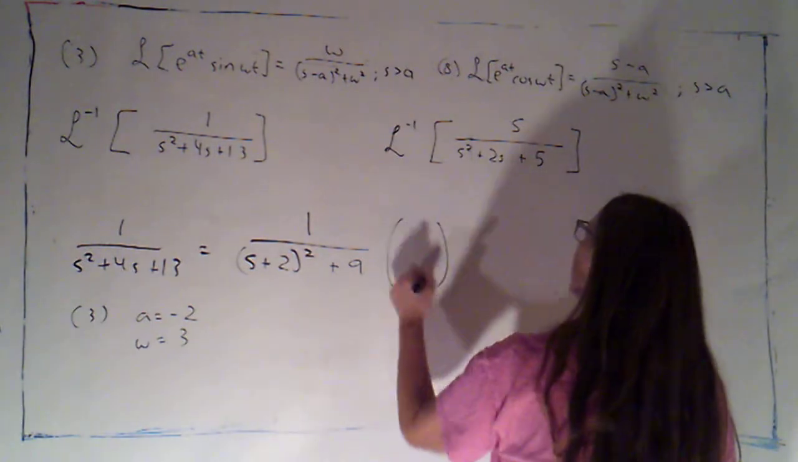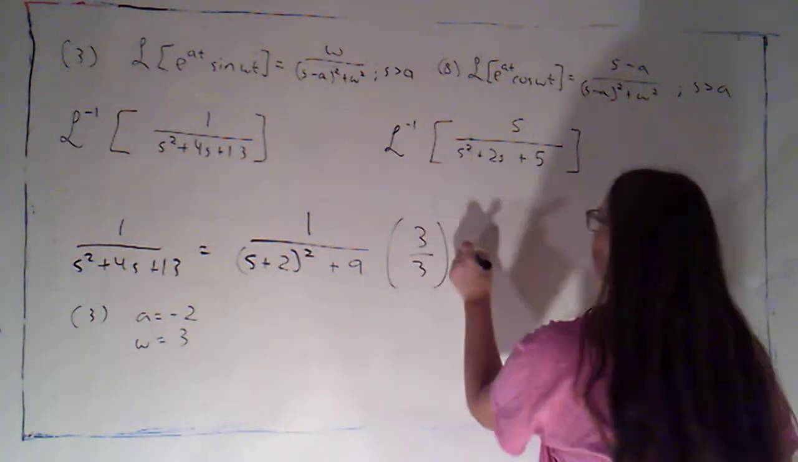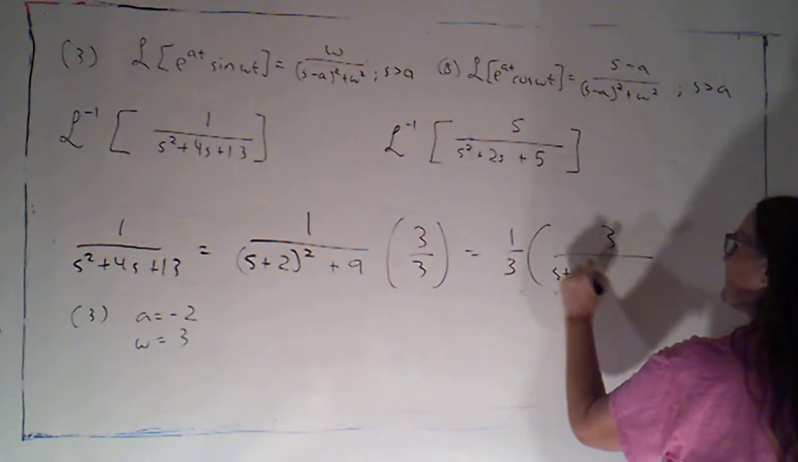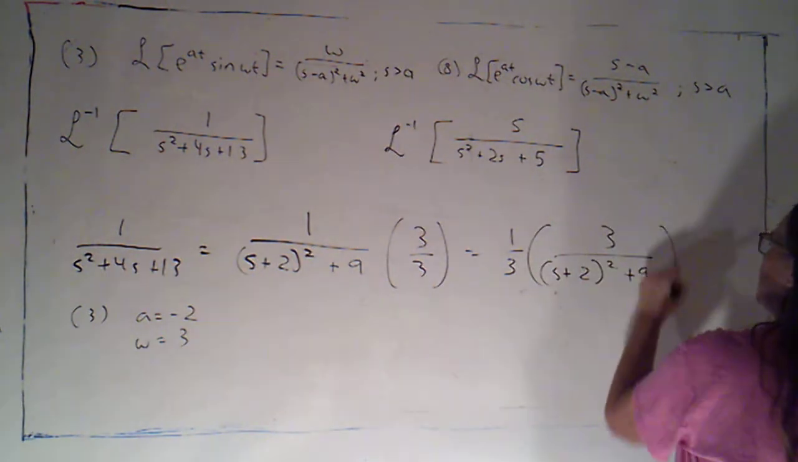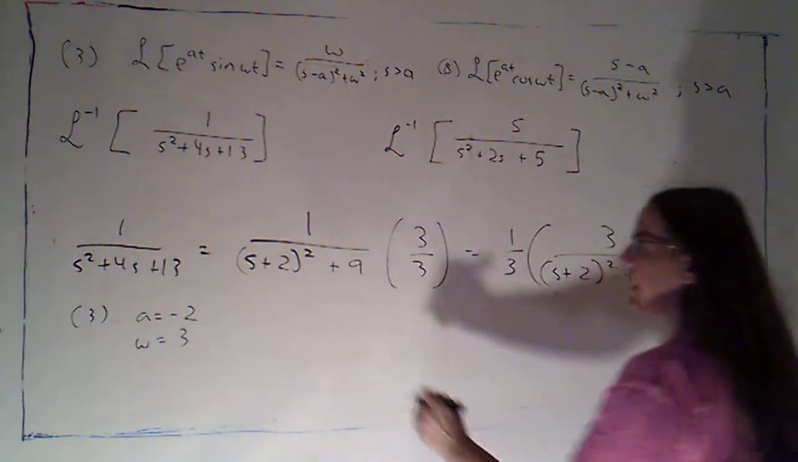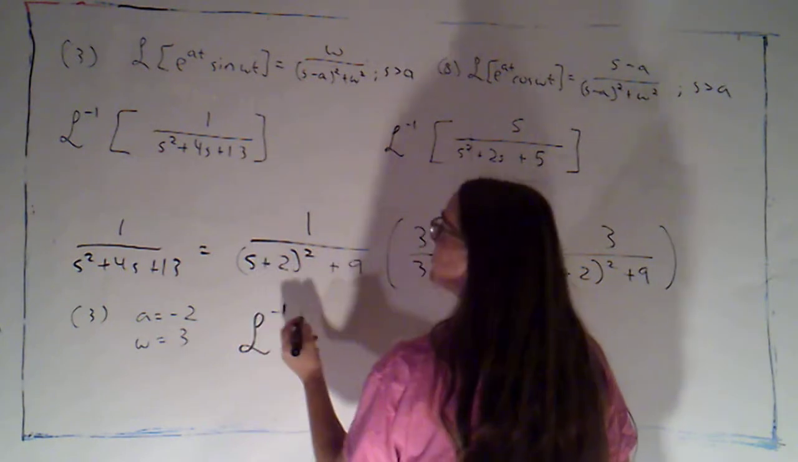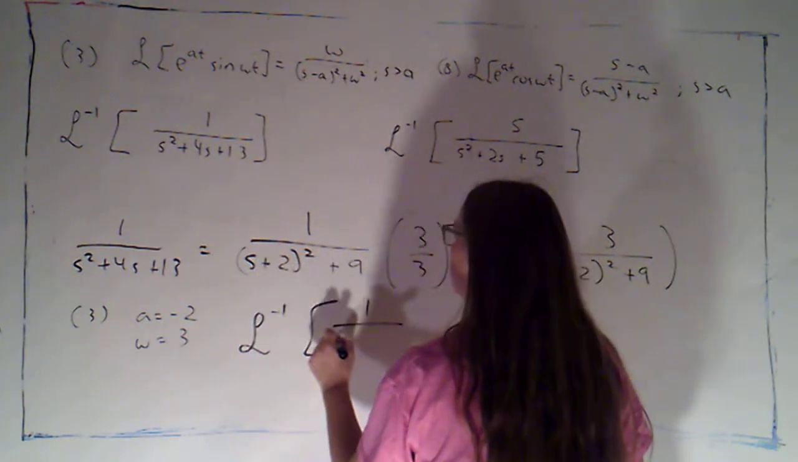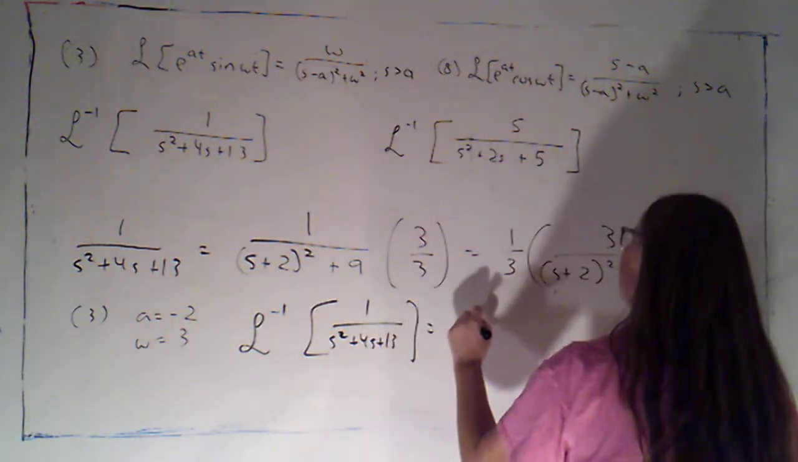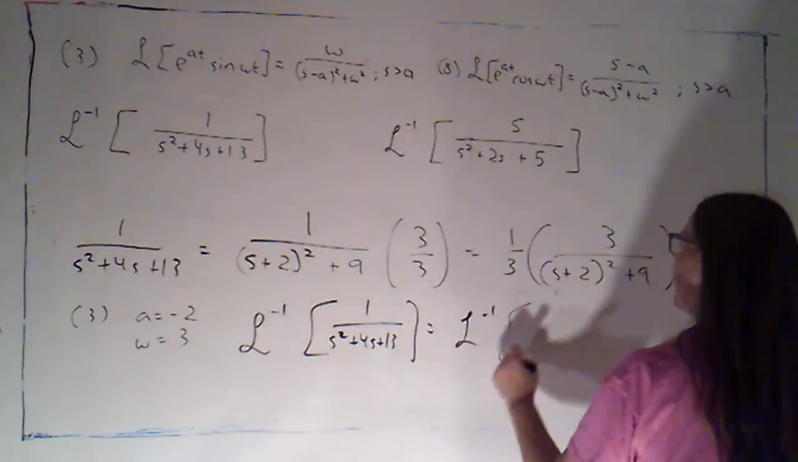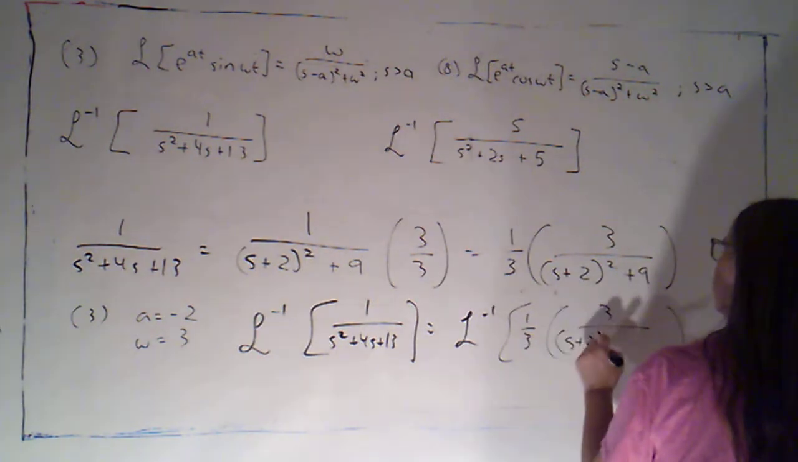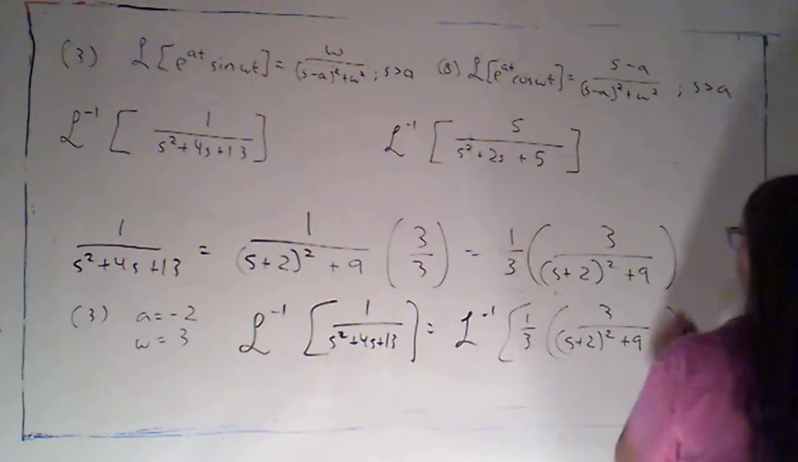So I'm going to multiply by 1 in the form of 3/3, and I'm going to get 1/3 of 3 over s plus 2 squared plus 9. Okay. So now I can say the inverse Laplace transform of 1 over s squared plus 4s plus 13 is the inverse Laplace transform of 1/3 of 3 over s plus 2 squared plus 9.